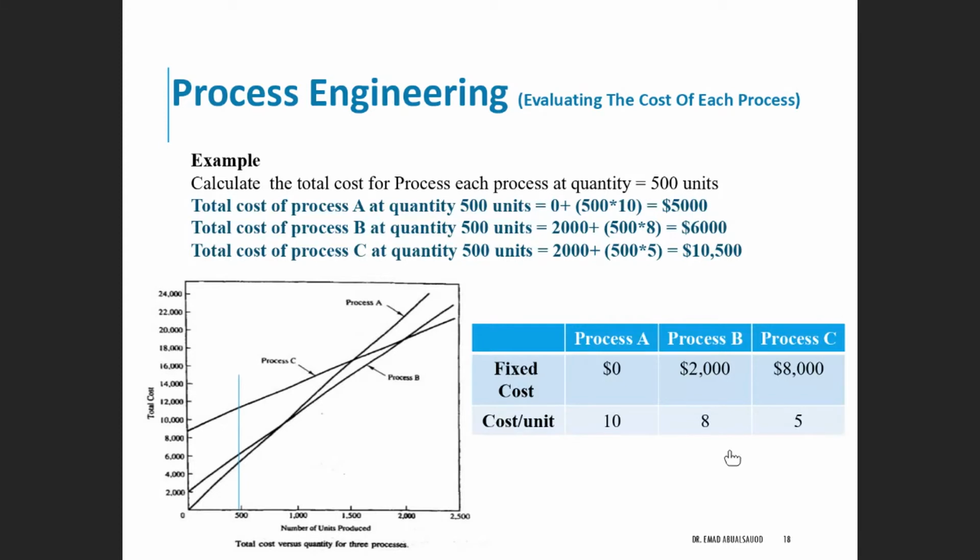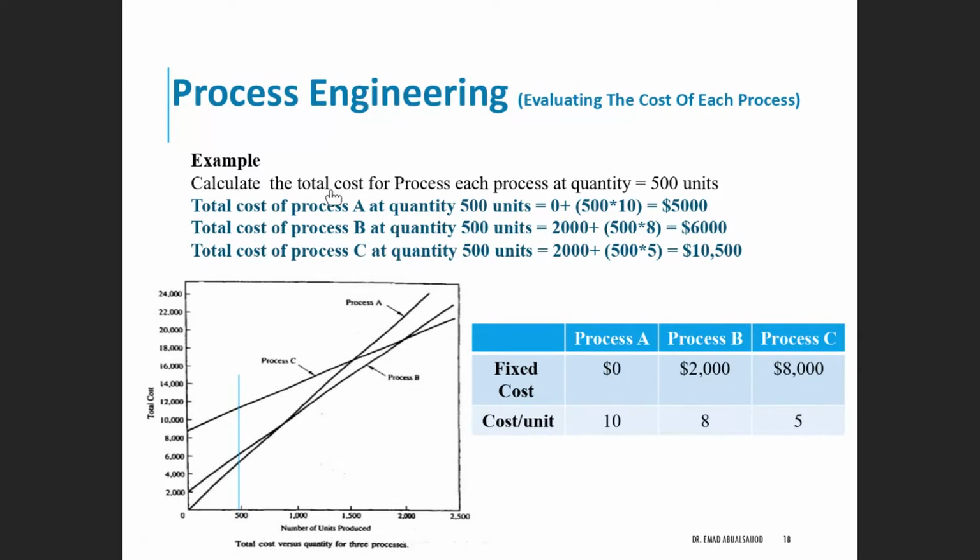Imagine, for example, you have this given information for process A, and then I have alternatives, process B and process C. The fixed cost for process A is $0, $2,000 for process B, and $8,000 for process C. The cost per unit, سعر اليونت الواحدة, is $10 for process A, $8 for process B, and $5 for process C. How do we calculate the total cost for each alternative?